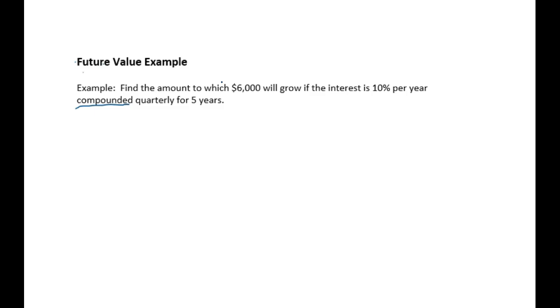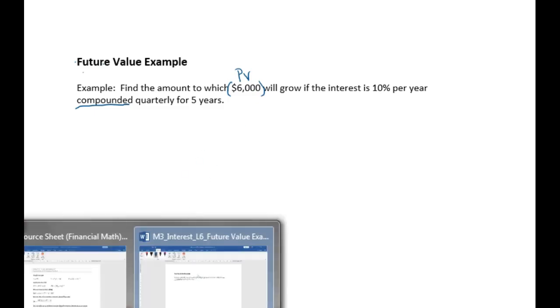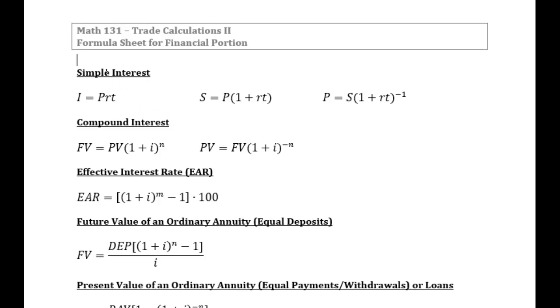And then your next question you should ask yourself is, are you finding your present value, your principal, or are you finding your future value, or your maturity value? In this case, we'd like to know what it will grow into. So the $6,000 is our present value, our original principal, and we would like to find our future value. So we know that we're using compound interest, and we know we want to use the future value formula.